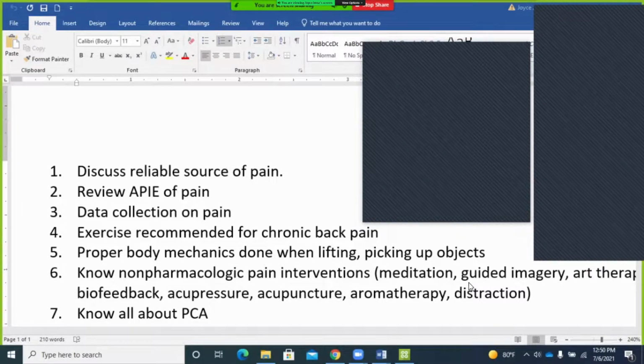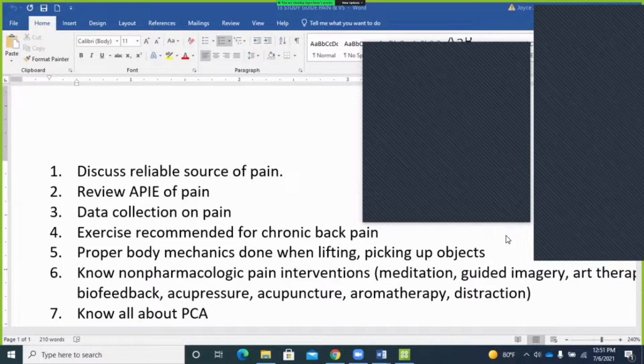The thing of it here is this meditation, all of this meditation, guided imagery, art therapy, is all distraction. It is just taking your mind off the pain. All of this, distraction. So guided imagery is the use of audio tape, like a mind body, heal yourself.